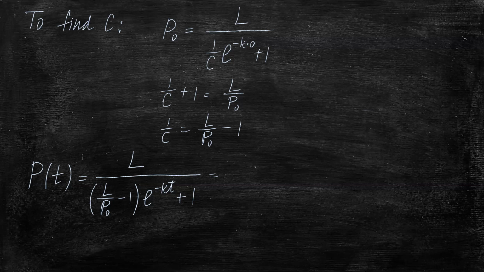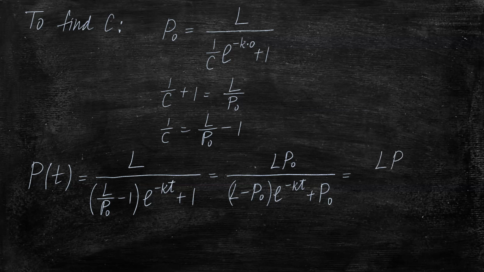And we multiply everything by P0, so in the numerator we have L P0. In the denominator we now have L minus P0 times e to the negative kt plus P0. Remember, we multiply by P0. And this is what we call the limited growth model, or the logistic equation. Alternatively, it can be written like this.